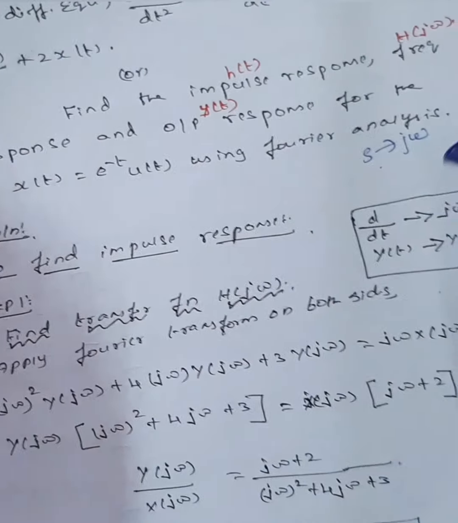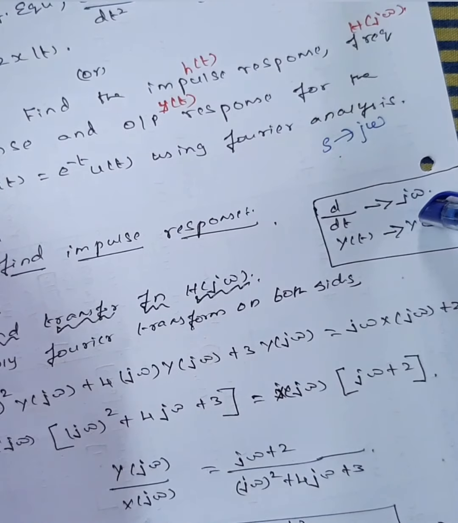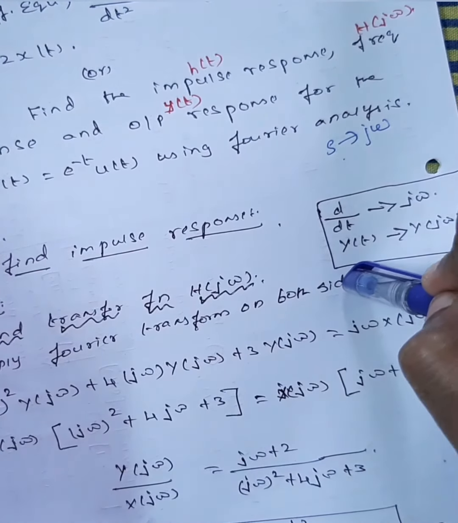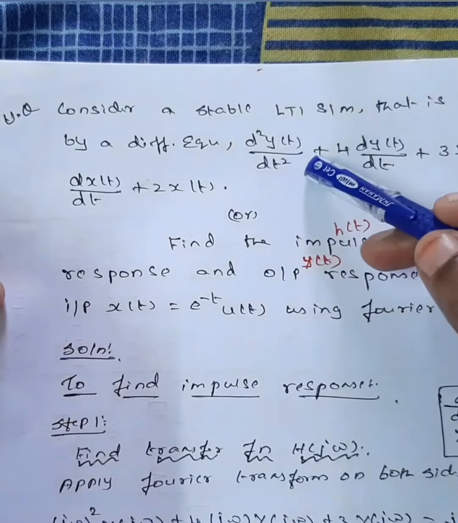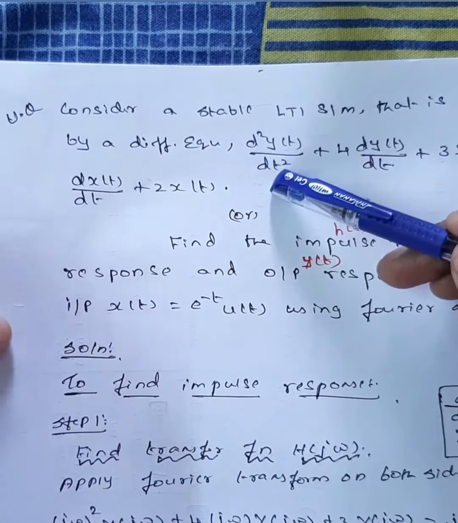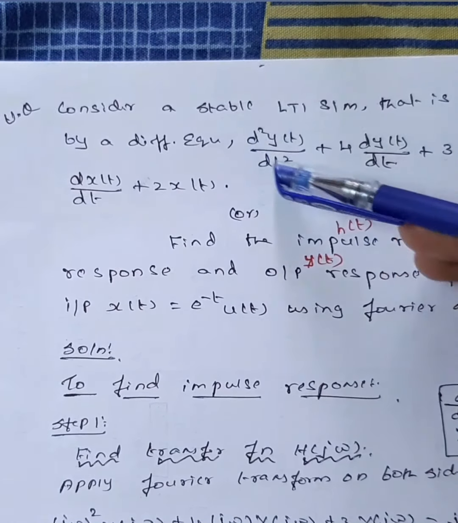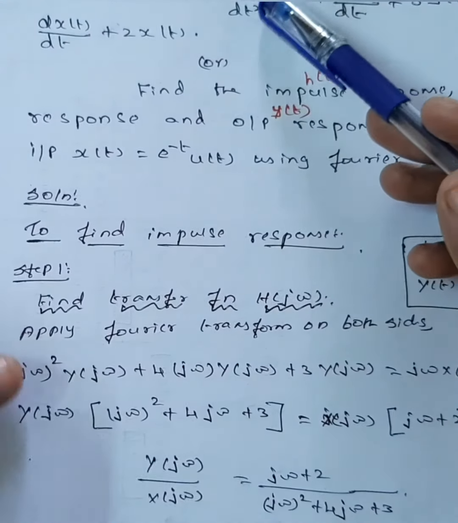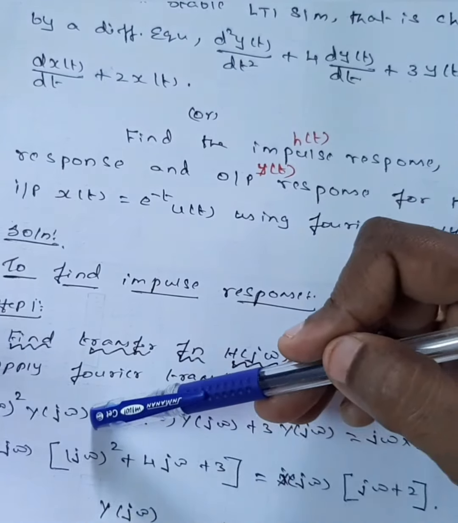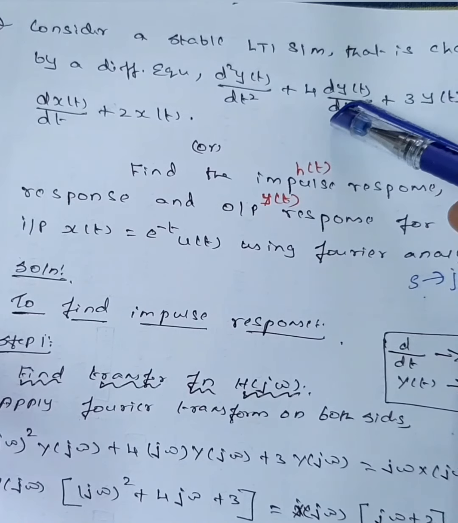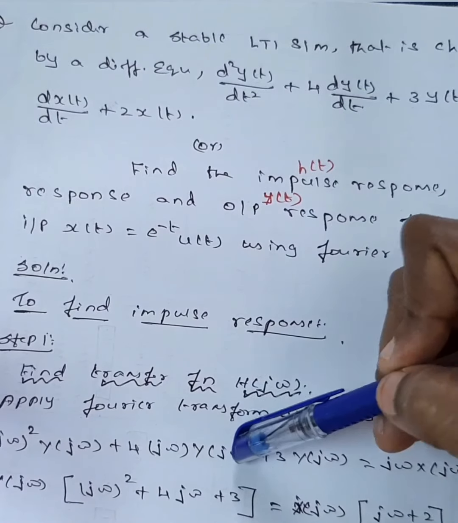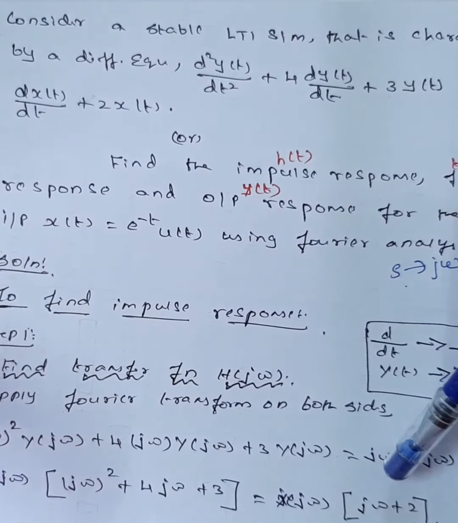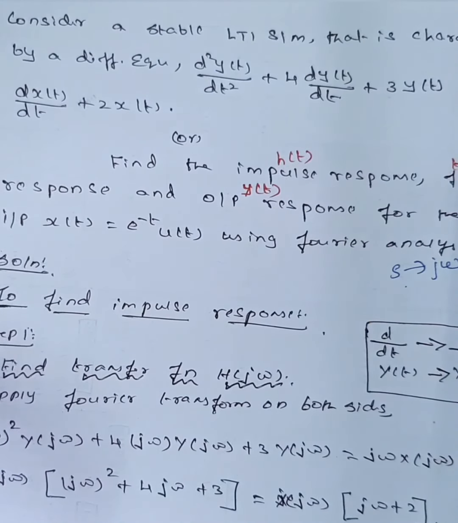Okay, in Fourier transform, in the place of d by dt, you write j omega, in the place of y of t you write y of j omega, and x of t as x of j omega. So in the question, d squared by dt squared, which in Laplace transform we write as s squared, here we write as j omega squared. So j omega squared y of j omega plus 4 into j omega y of j omega plus 3 into y of j omega, which is equal to j omega x of j omega plus 2 into x of j omega.